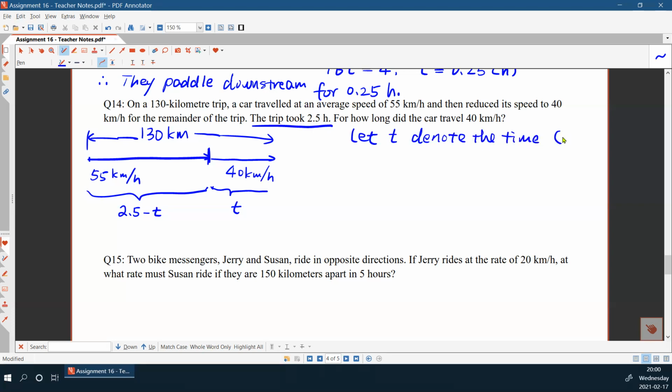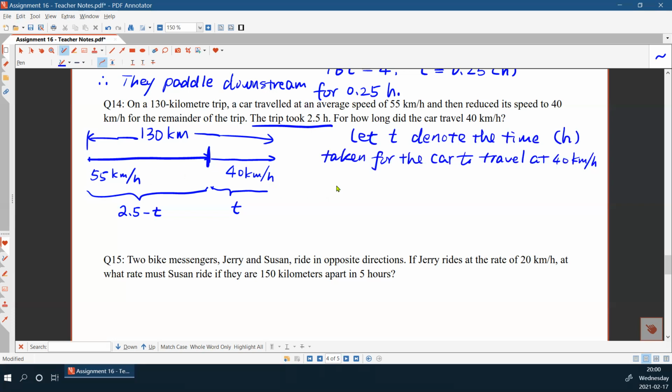Okay, again, the unit here is hours. That T denotes the time taken for the car to travel at 40 km per hour. Then according to the sketch, we know that the total distance traveled is 130, right? Total distance traveled is the sum of these two segments.